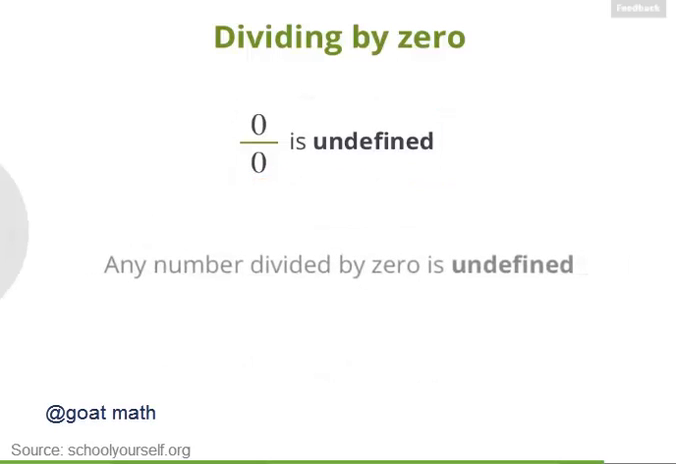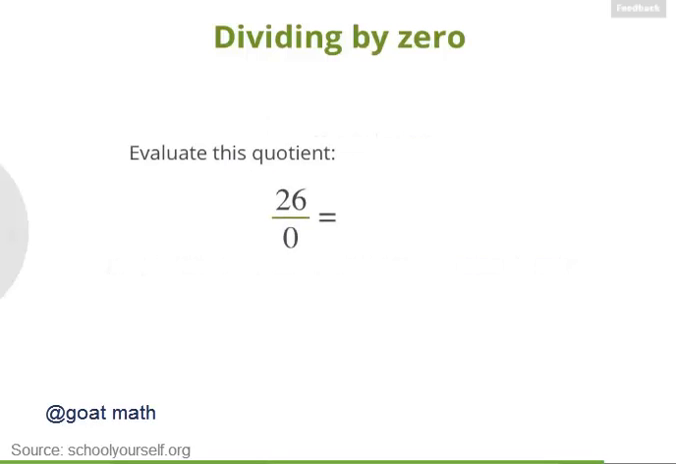And again, that goes for any number divided by 0. So as a final exercise, suppose someone asks you to evaluate 26 divided by 0. What's the proper mathematical response you'd give them?